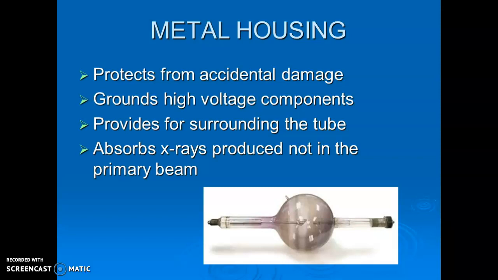And the reason they made them so pretty is they were made by people who made art glass because they were visible. You didn't have a metal housing. You didn't have that extra layer of protection. And that's why so many people who worked with radiology in the early days later developed cancer or burns and things like that. So for safety measures, you have that metal housing.